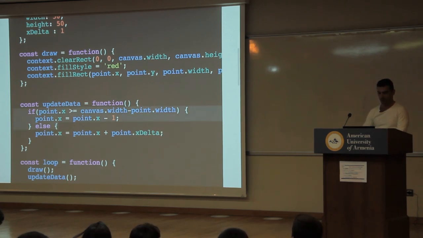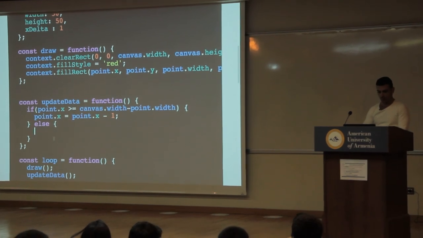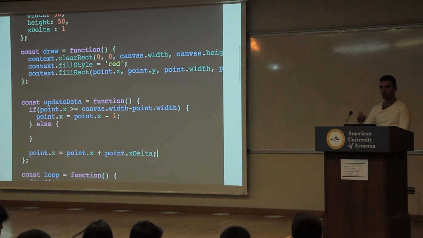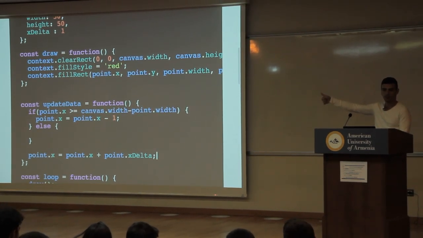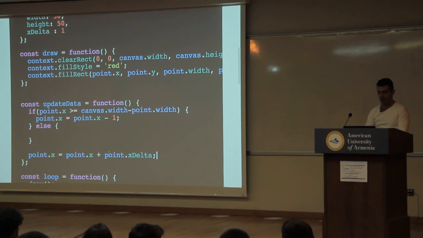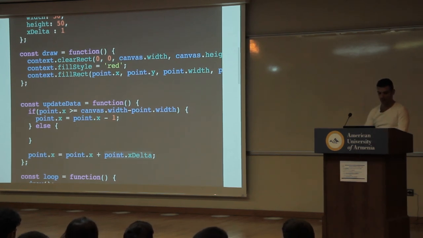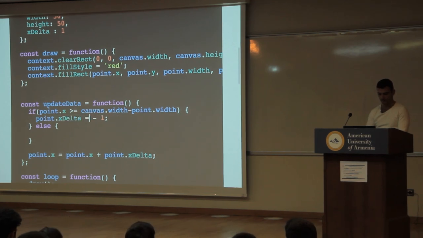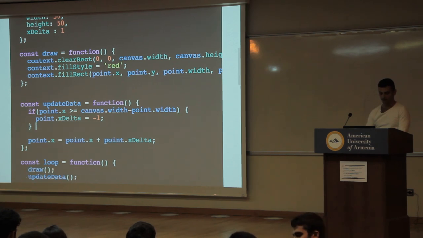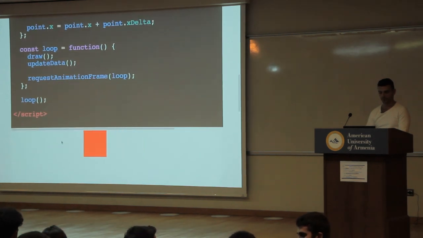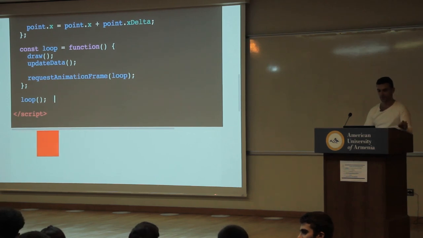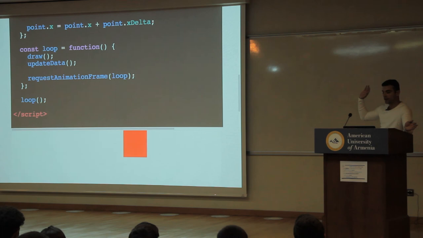Okay, x delta. So, question. What we want to do when we get to the end is flip the delta. So how do we flip the delta? Well, when we get to the end, we want the delta to be negative 1. Like that? Okay, so it bounces, nice.